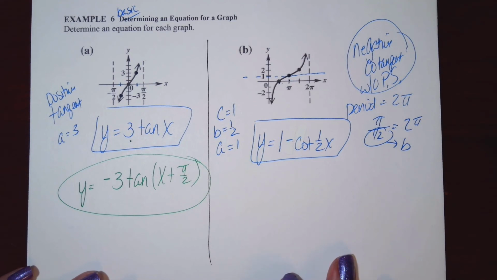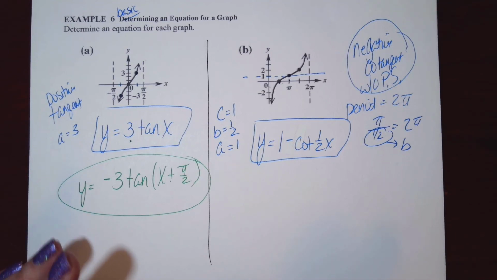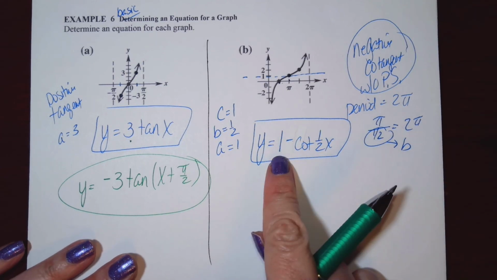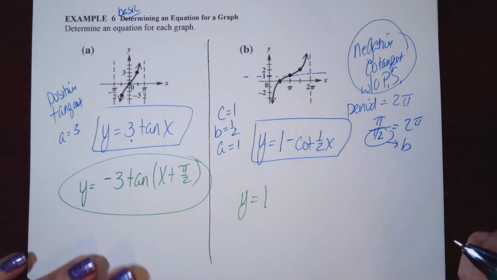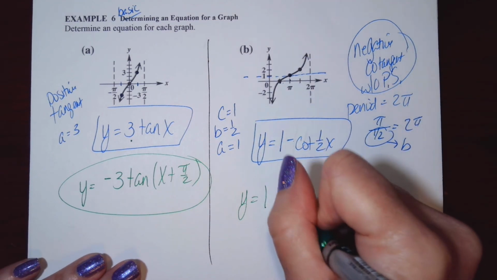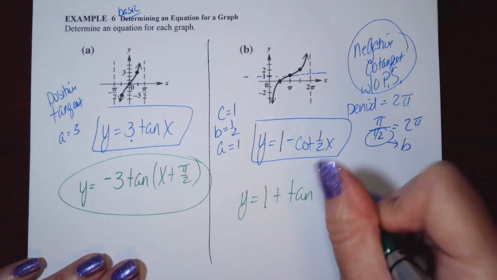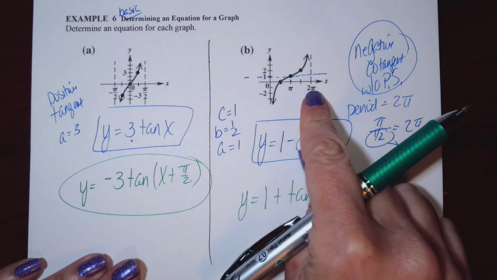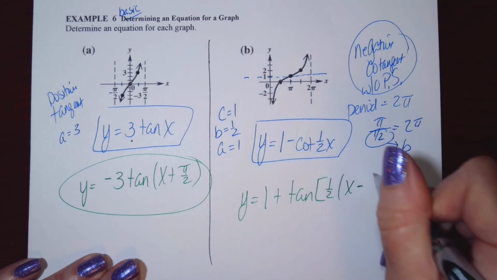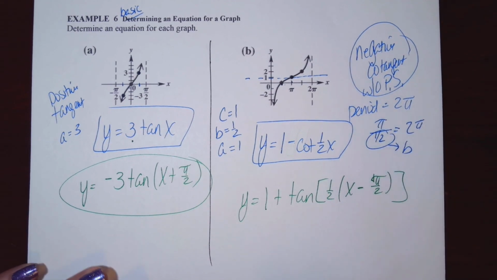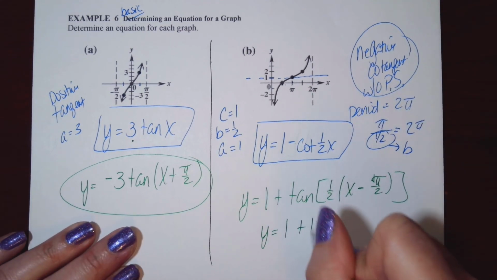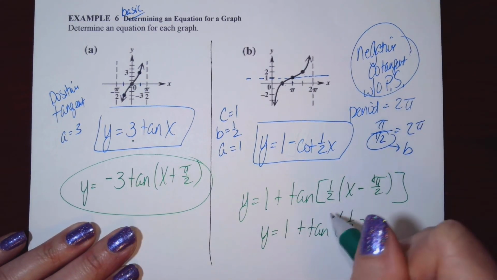What if I wanted to do it with tangent? Well, tangent would be positive because it's increasing. Would still need that center up here at 1, but I would need a phase shift, right? So positive tangent, 1/2 would be b. My phase shift would be pi half to the right, so that would be minus pi half. With this factored out, if I decided to multiply that in, I could write it as 1 plus tangent of 1/2 x.